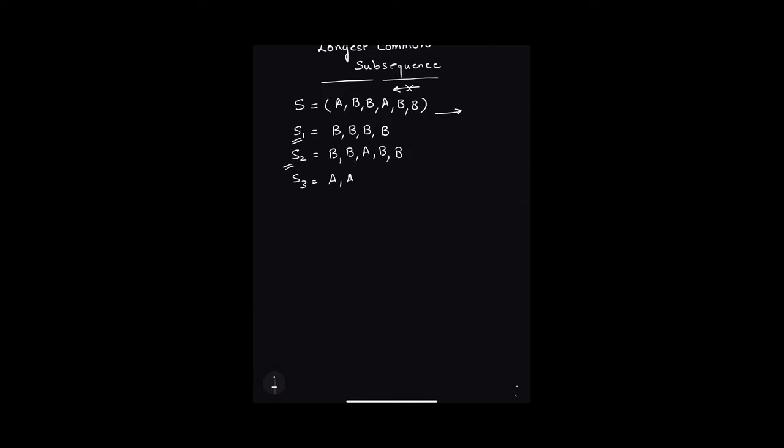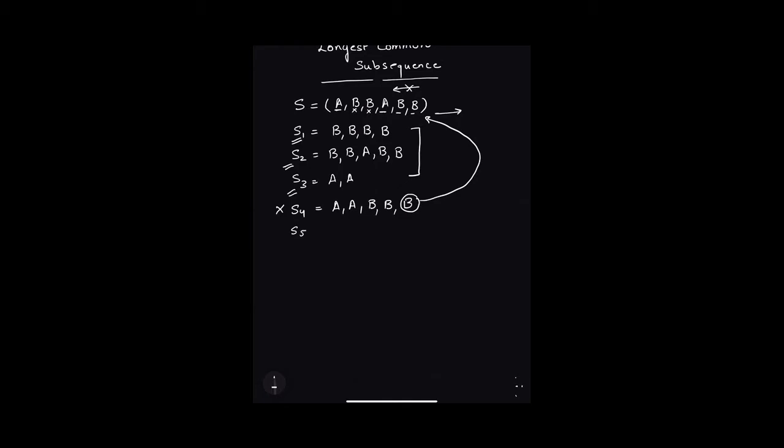For subsequence 2, this is B, B, A, B, B. For subsequence 3, this is A and A. In all three subsequences, we are moving from left to right and skipping some of the terms in between. Now, if I consider S4 as A, B, B and B, then you can see I'm getting an A, then I'm going to skip to B, and then I'm again getting an A, then I'm getting 2 B's. But this B is not available in this string. So I can say that S4 is not a subsequence of S.